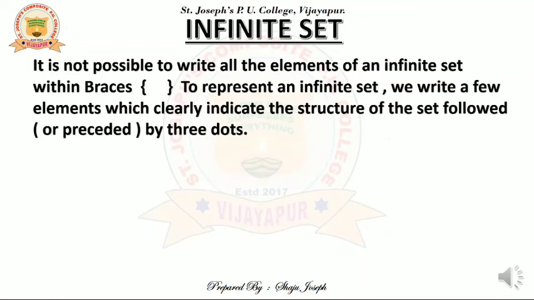Continuing the discussion, it is not possible to write all the elements of an infinite set because there are so many elements. Infinite also means uncountable elements. As you further study in the future, you may come across different definitions for uncountable and infinite sets. For the moment, we will consider both as the same. Writing the elements of an infinite set within braces, that is flower brackets, is impossible. So what we do is represent that set with a few elements clearly indicating the structure of the set, followed by 3 dots. Let us see what this means.